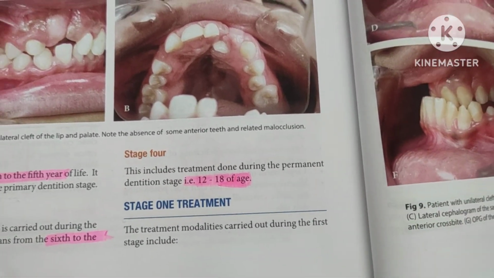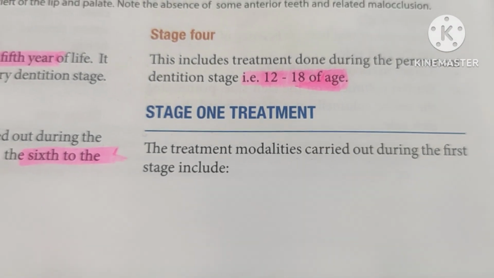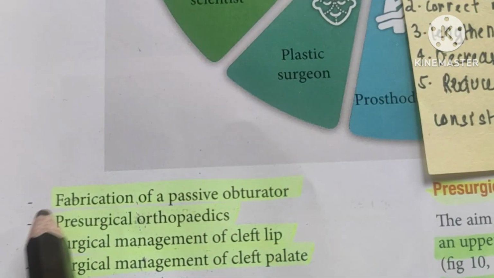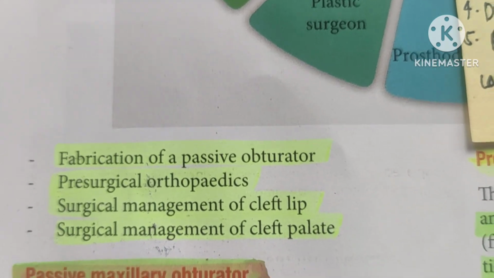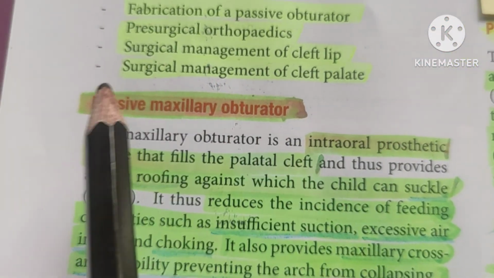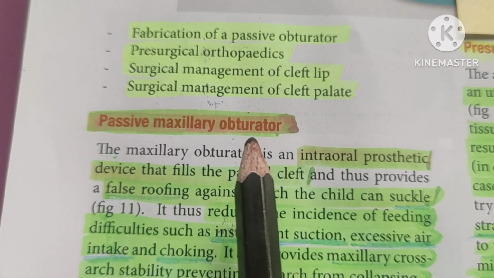Stage 4 is the permanent dentition stage, from 12 to 18 years. Stage 1 treatment includes the fabrication of the passive obturator, pre-surgical orthopedics, surgical management of the cleft lip, and surgical management of the cleft palate. Now, the fabrication of the passive maxillary obturator.